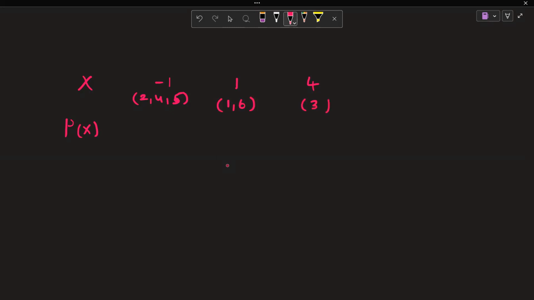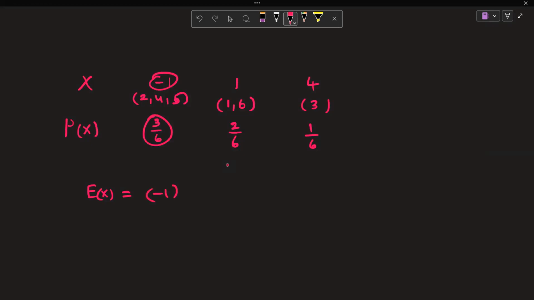So what is the probability for 2, 4, 5? The die showing 2, 4, 5: 3 out of 6, either 2, either 4, or 5. The probability of this one is 2 out of 6, and this is 1/6. Now he is asking for the expectation. Expectation E(X) is the sum of these values multiplied by the probabilities.